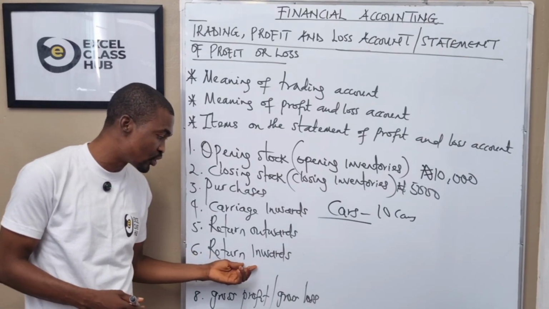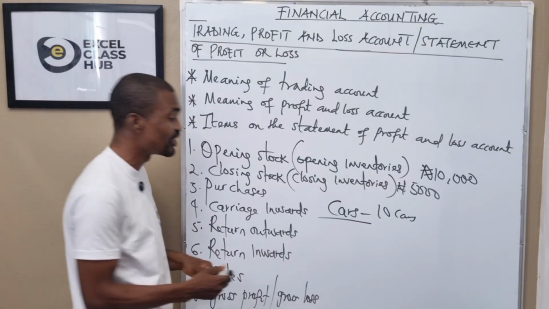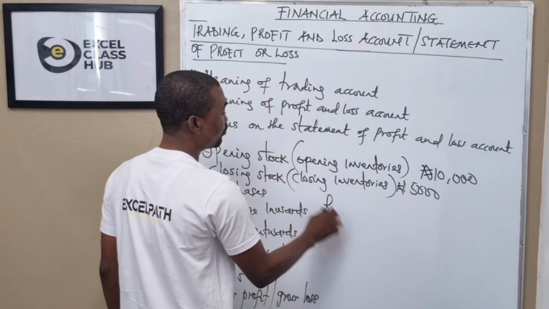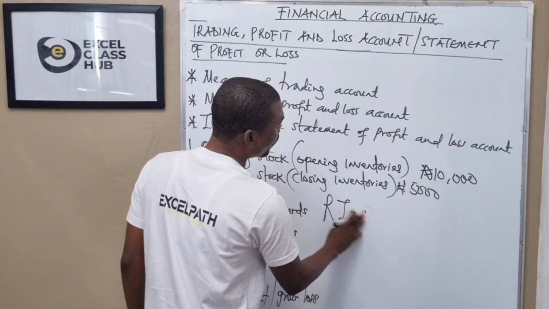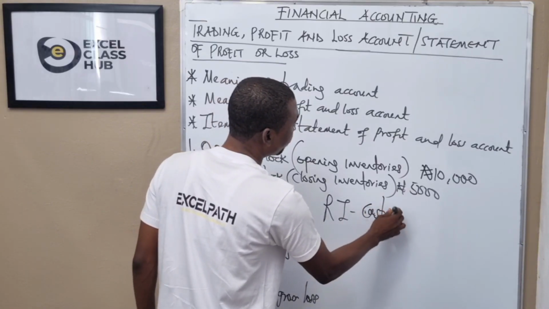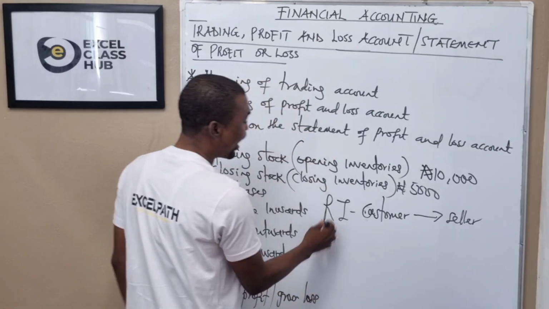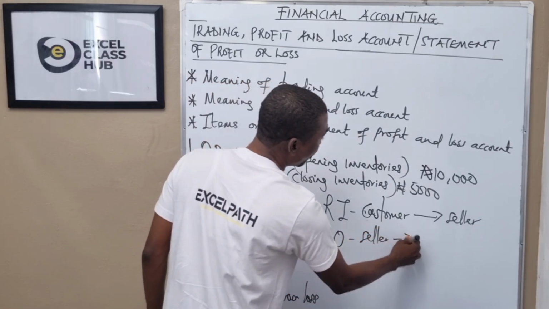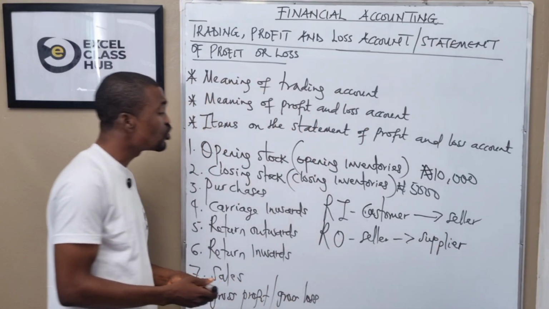While return inwards are goods returned from the customer to the seller. Can you see the difference now? Please, you need to take cognizance of this. Return inwards is goods returned from the customer to the seller. That's return inwards. While return outwards is from the seller to the supplier.